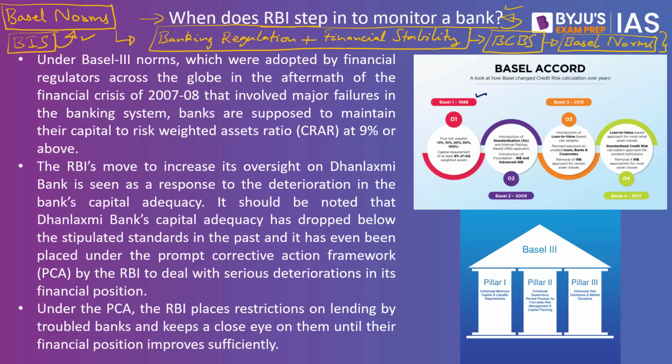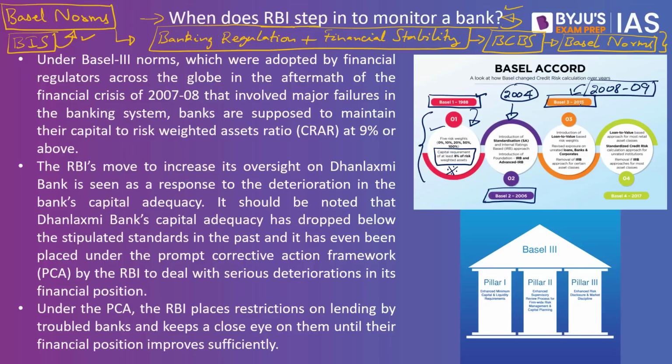In 1988, Basel I norms were introduced with regard to maintenance of capital adequacy, which is basically the minimum capital requirement to ensure that the banks are functioning in a healthy situation. Through this, a minimum capital requirement was introduced, which was enhanced further over the years when Basel II norms were brought out in 2004 and enforced from 2006 onwards. Then, following the 2008-2009 global financial crisis, Basel III norms were adopted to ensure the financial stability of the banking system, which has been implemented from 2015 onwards.